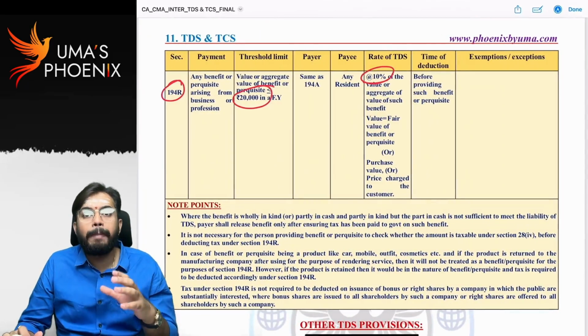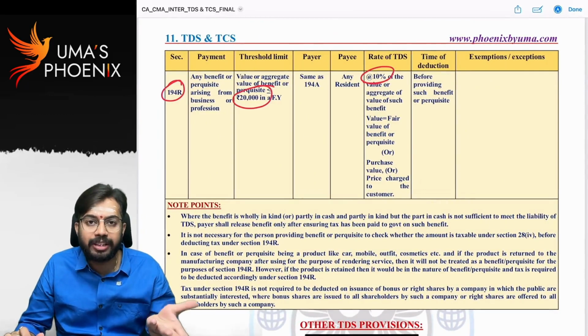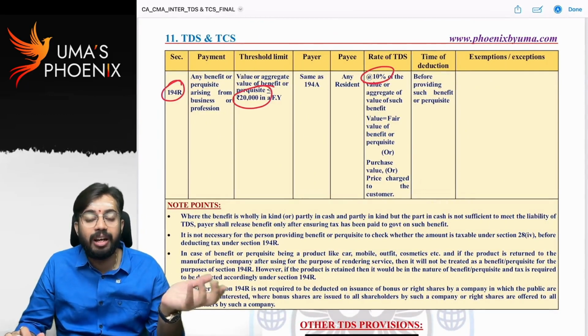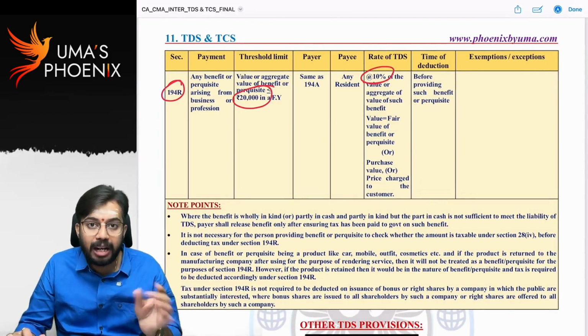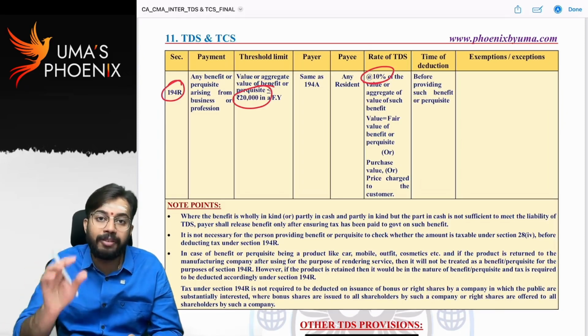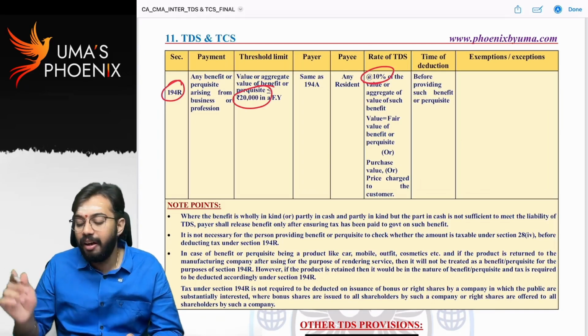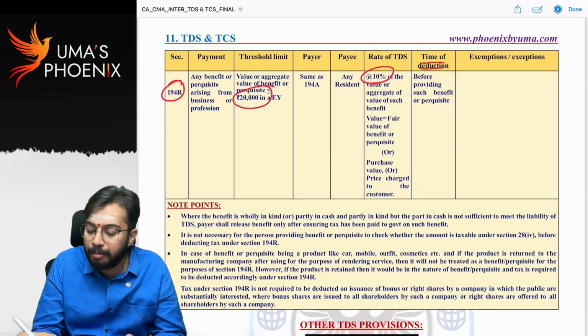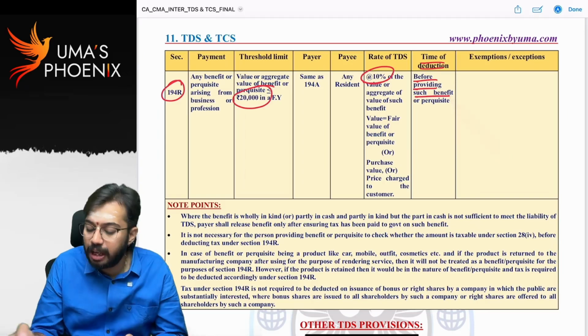So if perquisite is given in the form of cash, you can deduct TDS straight away. If perquisite is given in the form of kind, payee should release the perquisite only if tax is paid on that perquisite properly. Are you able to understand? When TDS is required to be deducted, time of deduction is before providing such perquisite.